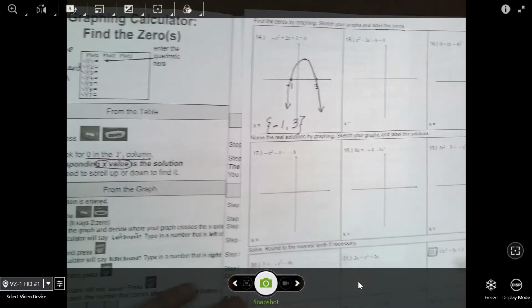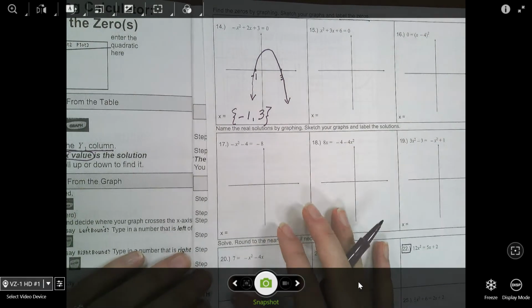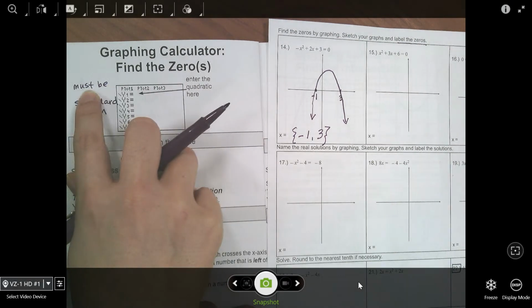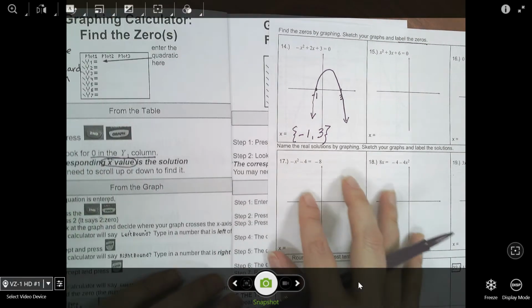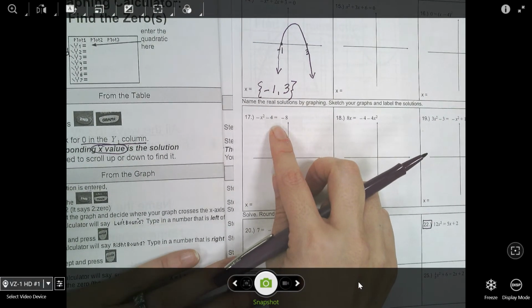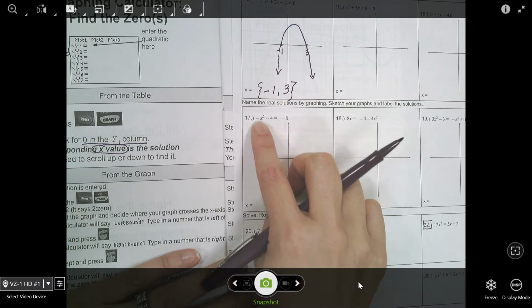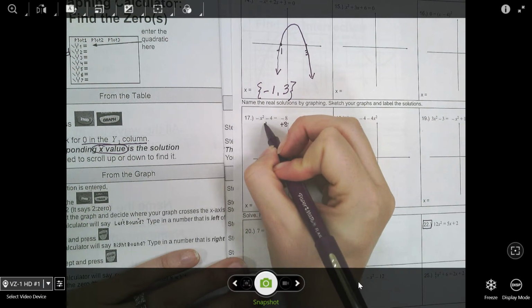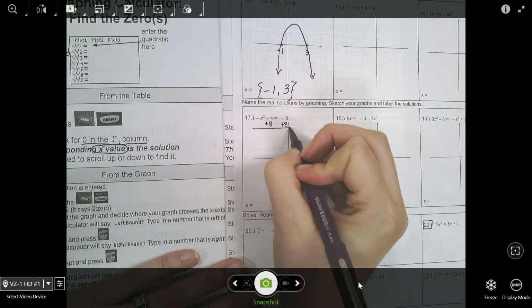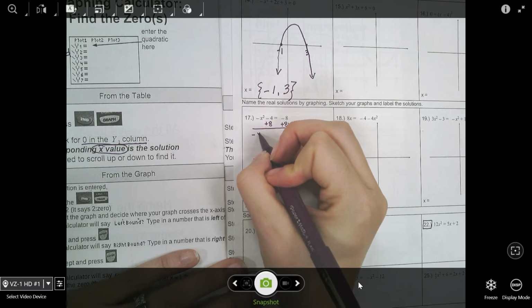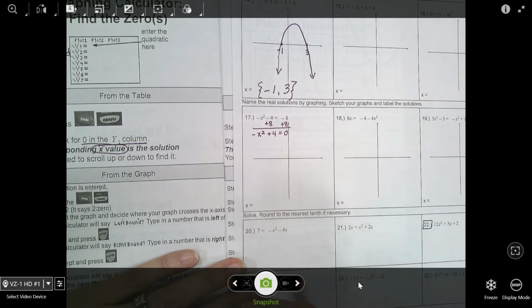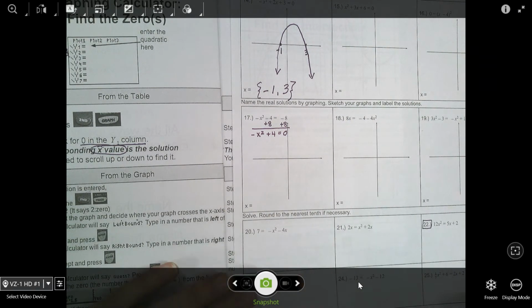Let's look at number 17. Number 17, I just want to remind you that in order to do this method, you must be in standard form. Number 17 is not in standard form. So I would need to get everything on one side of my equation, my equal sign. So I'm going to add 8 to both sides, and these happen to be like terms, so I'm going to line them up. And I have negative x squared plus 4 equals 0. Now I'm in standard form.